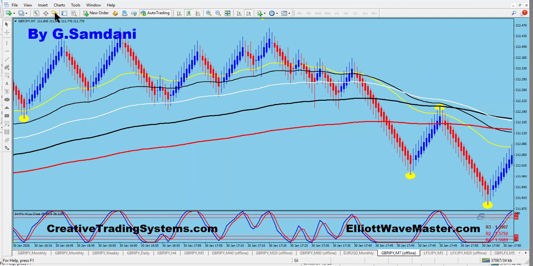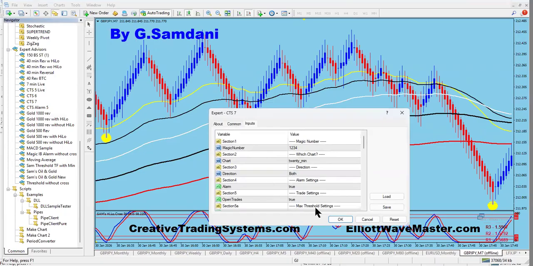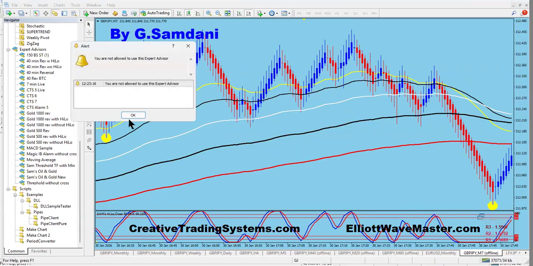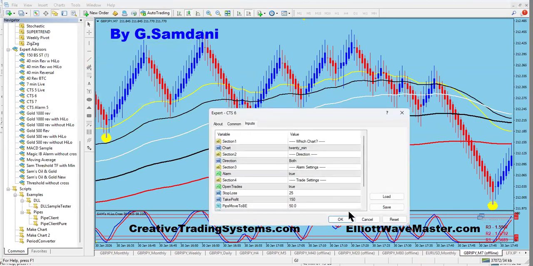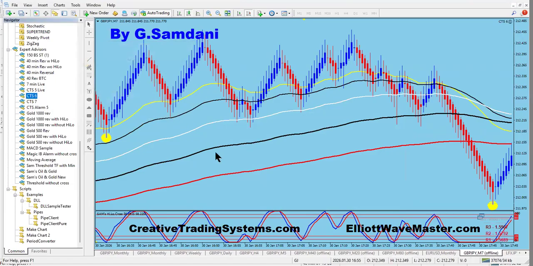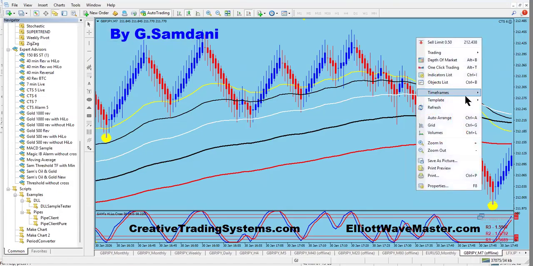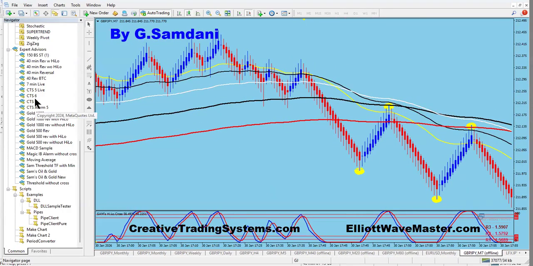For example, here, if I put this CTS 7, I don't know if I can put it here or not. Let me see if I can. See, it's rejected because it's not allowed. I have to add this account in there. But let me drop this one. Let me just open it up. Where did it go? Oh, it didn't show.